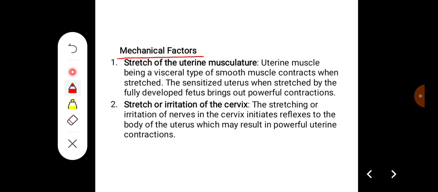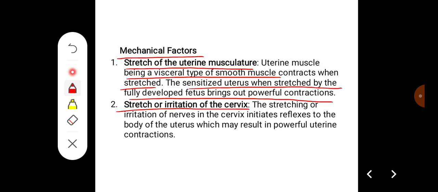Some of the mechanical factors which are related to parturition are, first, stretch of the uterine musculature. The uterine muscle, being a visceral type of smooth muscle, contracts when stretched. The sensitized uterus, when stretched by the fully developed fetus, brings out powerful contraction. And second is stretch or irritation of the cervix. Stretching or irritation of the nerves of the cervix initiates reflexes to the body of the uterus, which may result in powerful contractions.